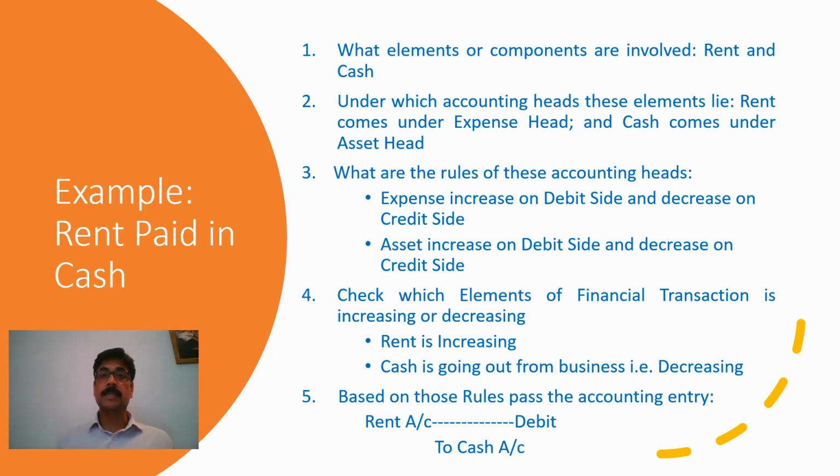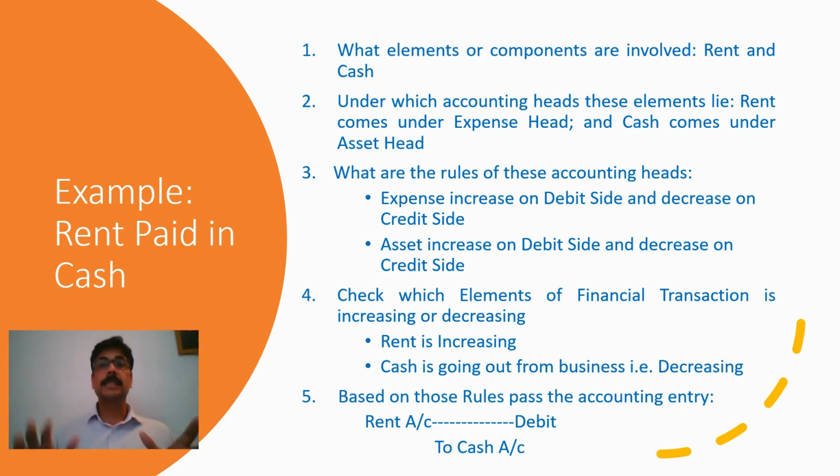In an accounting entry, anything which we need to write for the credit, we write it with "to" and then the name of the element of the financial transaction. So here the element in this financial transaction which is decreasing, or which we need to credit, is cash. So we write "to cash". So what entry were we able to form? Rent account debit to cash. Now you can see how easy this is. Based on this understanding, we can pass an entry with respect to any financial transaction.